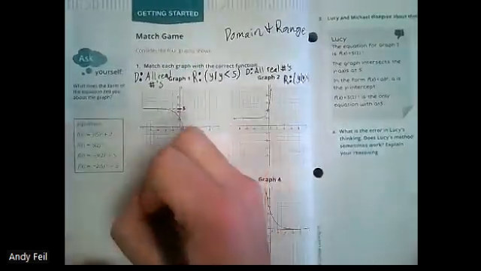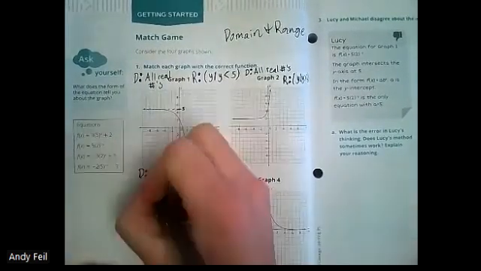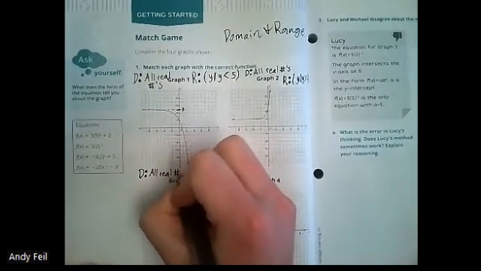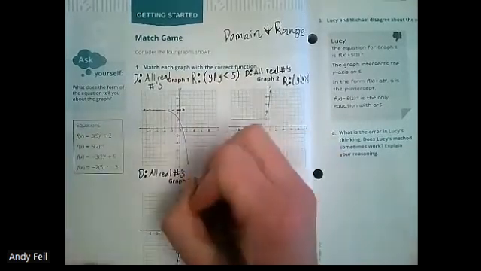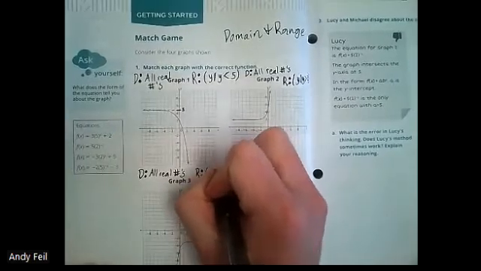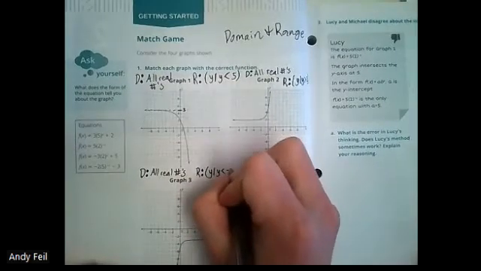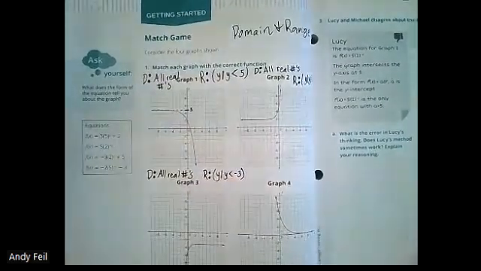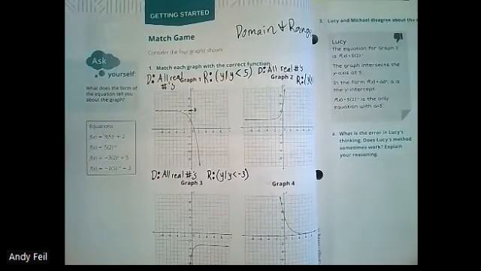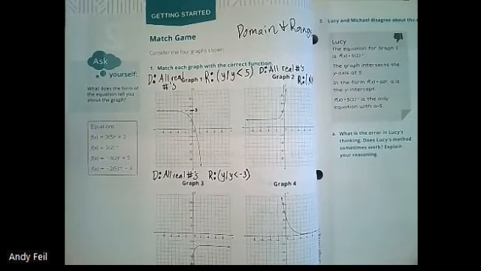Okay. So what about graph number 3? What's our domain? All real numbers. And then our range. Less than -3. Good. Now you do number 4, and then we'll go over it.